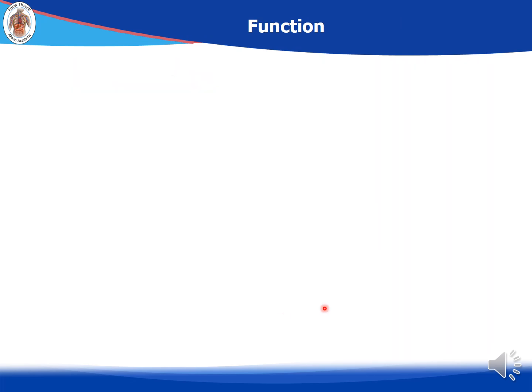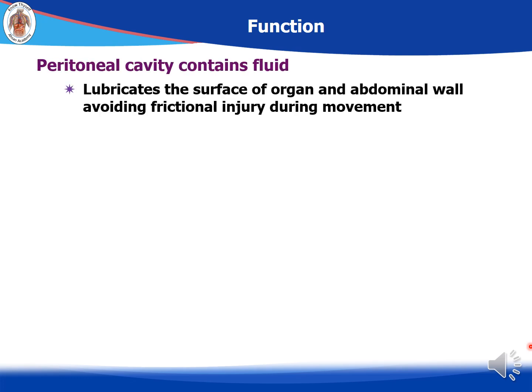The peritoneal cavity contains a small amount of fluid, but that can lubricate the surface of the organs and abdominal wall, avoiding friction during movement. The viscera are always moving because of peristalsis. So frictional injury is prevented by lubrication by the fluid.